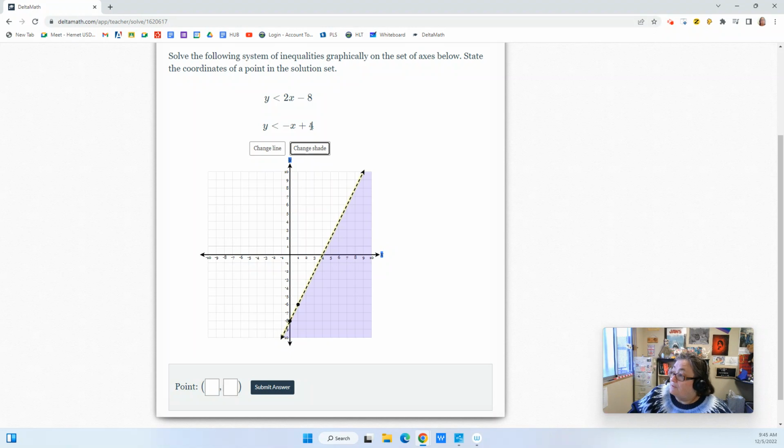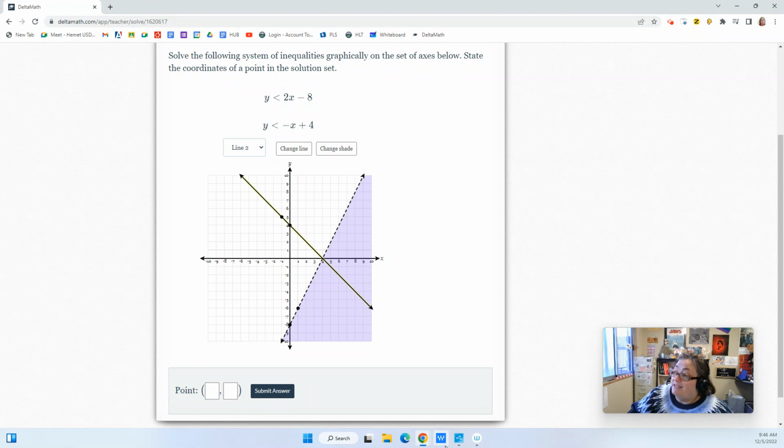Now we're going to do the same thing with this shading. We've got 4, and we've got a slope of negative, which just means -1. So I can either go down 1 and +1, or I can go up 1 and -1. It does not matter. I do, though, need to change the line to dotted, because it is also not equal to. And we're saying that this y is less than, so it's going to be everything underneath that dotted line. Notice it gave me above it. We need below. So we just hit change shade again, and it gives us that area below. And here is our solution, our gray-blue area.